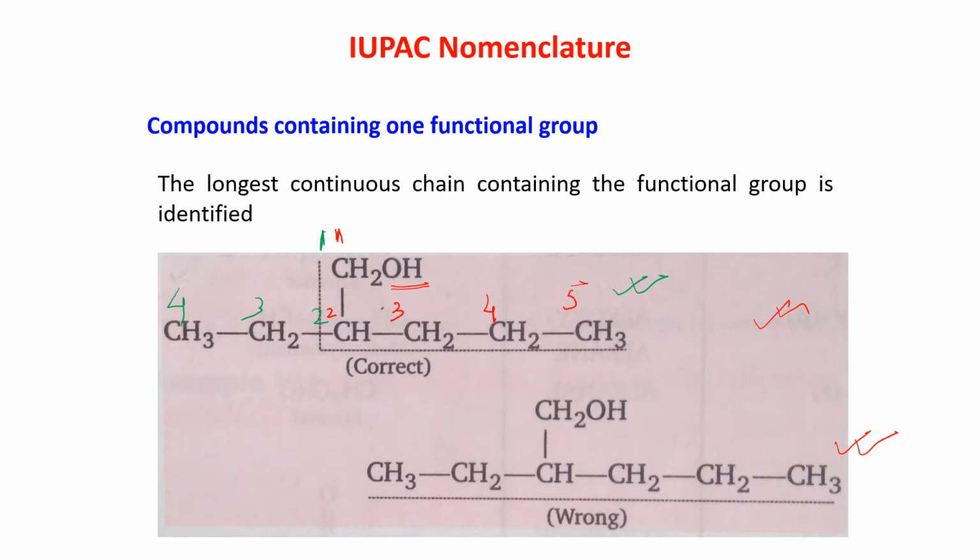Am I clear? Now see for the second one, if I give the numbering like this, 1, 2, 3, 4, 5, 6 or 1, 2, 3, 4, 5, 6, both are wrong. You have to start numbering the carbon atom which is attached to the functional group. So this one will get number 1. Am I clear?